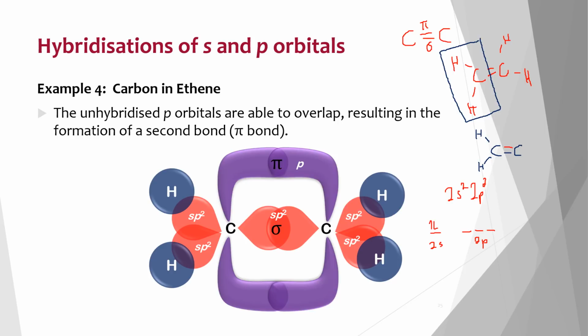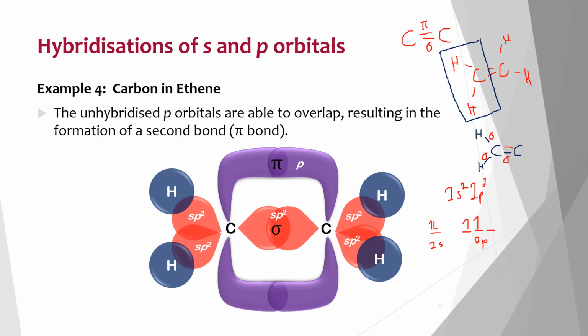So the 2s will be full while the 2p only has 2 electrons. Based on the Lewis structure, it has 3 sigma bonds. The first sigma bond is for one hydrogen, another sigma bond is for another hydrogen, and the third sigma bond is for the formation of a bond between the carbon and another carbon.